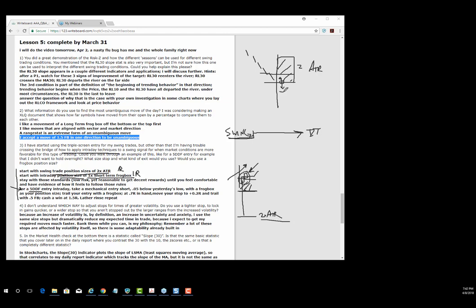And then if this thing intraday moved a frog box in my favor, I would make sure that I didn't lose money on that one. I might take half the profits and then trail with half a frog box. And that's what I suggest here.